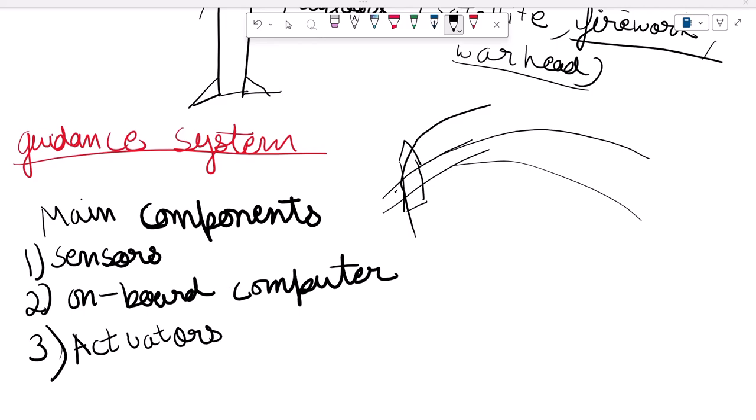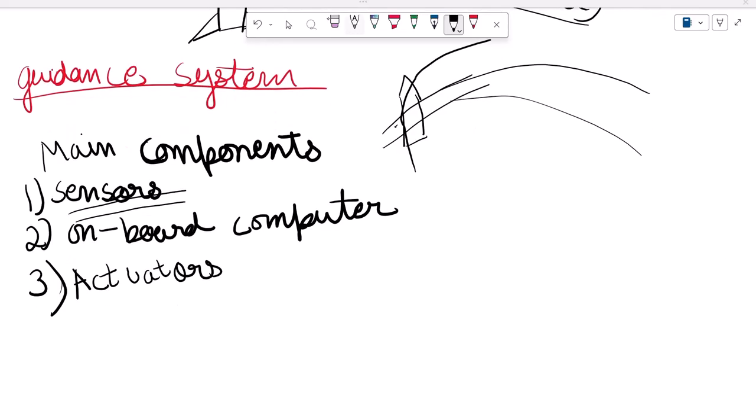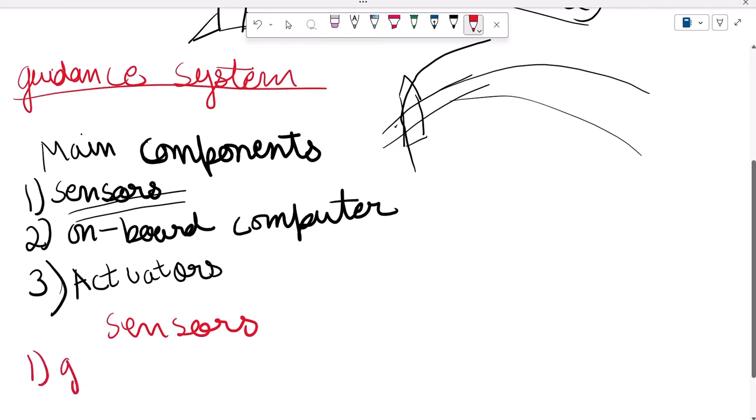So let's study. In this video, we are going to study only the sensors. Under sensors, we have three main types. Under sensors, we have number one, gyroscope. Number two, accelerometers.